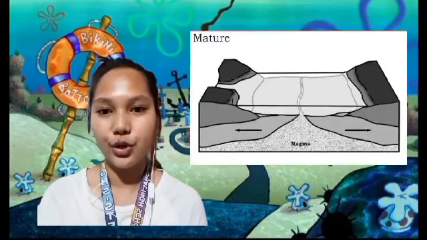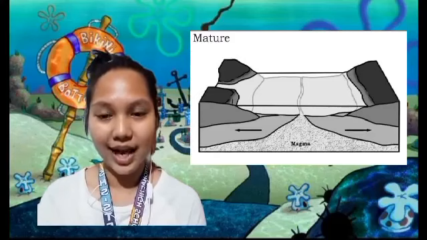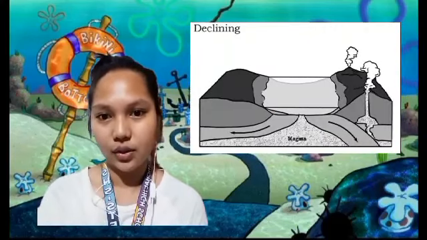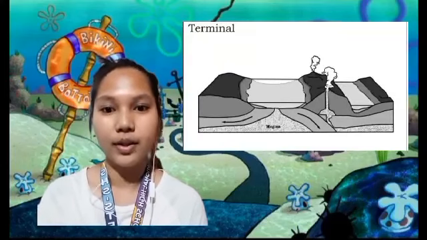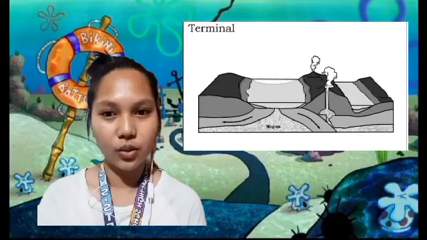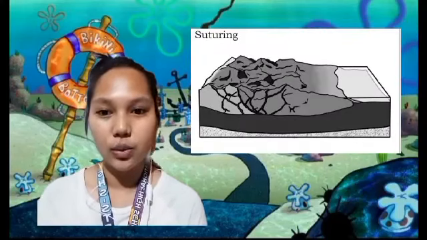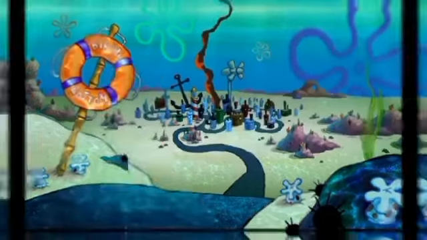The mature stage is when the basin is fully formed and the oceanic crust is actively spreading. The declining stage is when the spreading slows down and the basin begins to shrink. The terminal stage is when the basin is no longer actively spreading, and the suturing stage is when the basin is closed off and the oceanic crust is subducted.